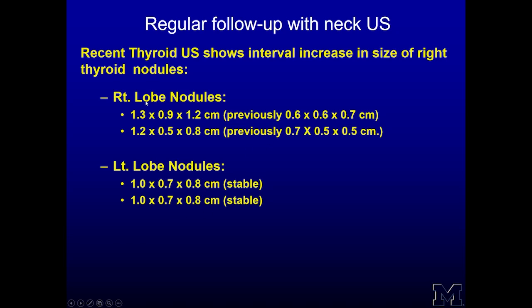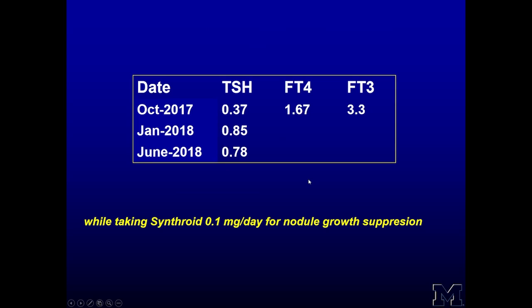And what is suspicious is that there is a right thyroid lobe nodule that has increased significantly as compared to a prior neck ultrasound done 1 year ago. So this nodule is located in the inferior right thyroid lobe, while the other nodules in the left thyroid lobe appear stable. These are the thyroid function tests that show euthyroidism, normal TSH. However, the patient is on thyroid hormone supplementation with Synthroid 100 microgram daily for nodule growth suppression.